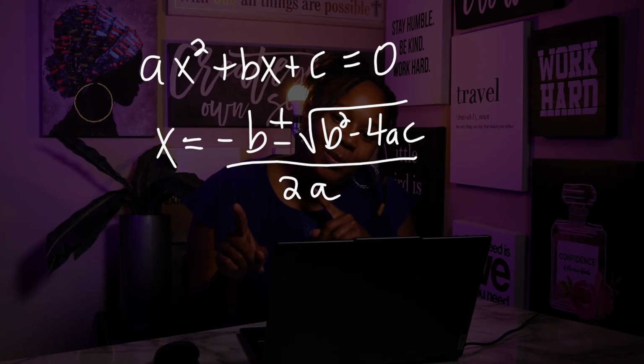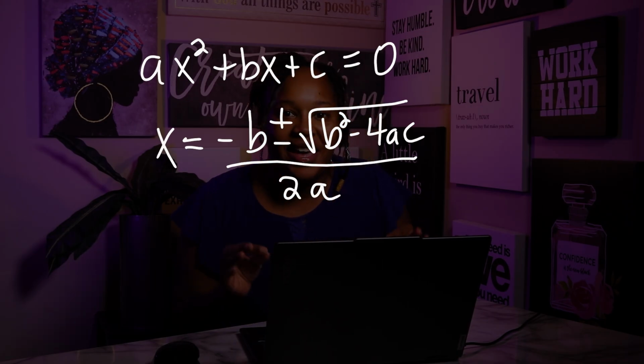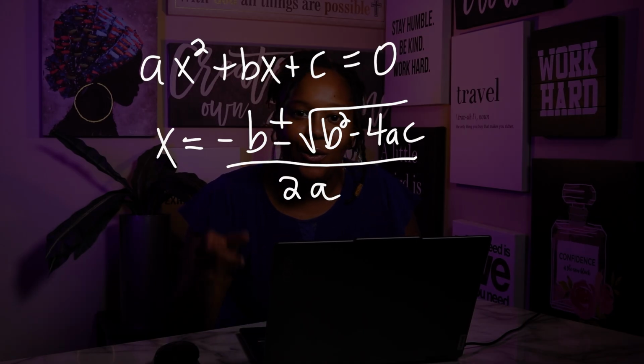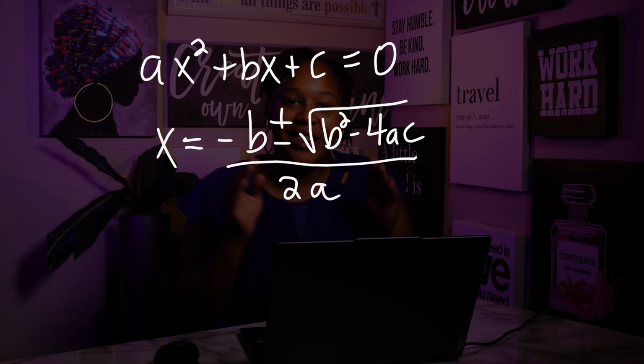All right, we're going to sing it one more time, and y'all going to sing it with me. All right, here we go. Last time. X equals negative b plus or minus square root b squared minus 4ac all over 2a. All right, that is the quadratic formula, and it works every time. So now let me show you how it works.